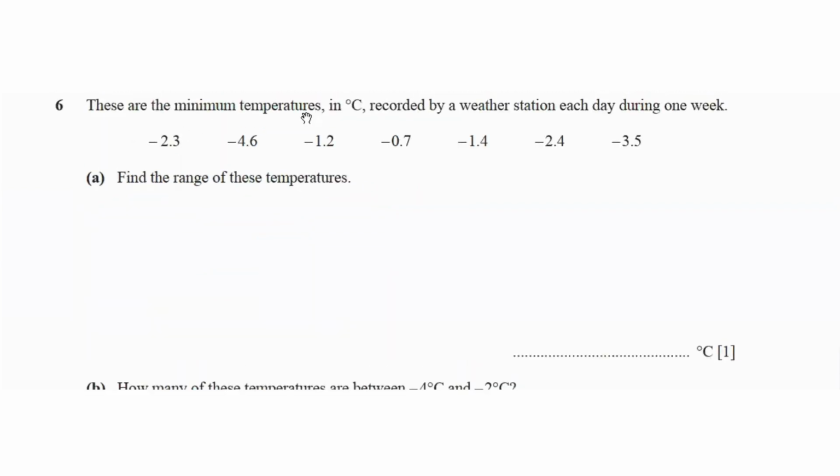Question 6 says these are the minimum temperatures in degrees Celsius recorded by a weather station each day during 1 week. Find the range of these temperatures. So for the range, we need the maximum and the minimum temperature. Maximum temperature over here is negative 0.7. And minimum temperature is negative 4.6.